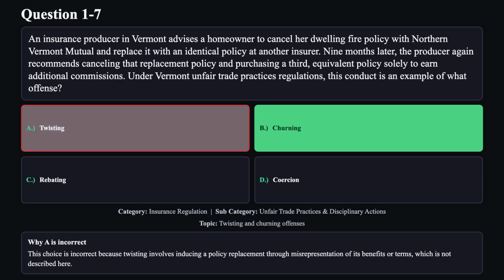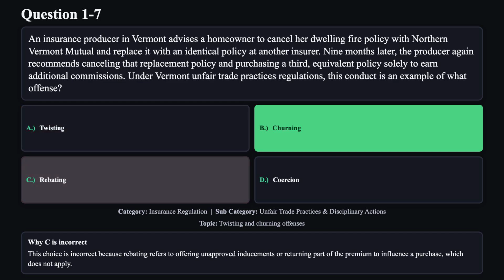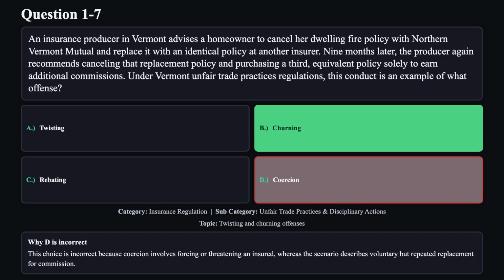Reason A is not correct. This choice is incorrect because twisting involves inducing a policy replacement through misrepresentation of its benefits or terms, which is not described here. Reason C is not correct. This choice is incorrect because rebating refers to offering unapproved inducements or returning part of the premium to influence a purchase, which does not apply. Reason D is not correct. This choice is incorrect because coercion involves forcing or threatening an insured, whereas the scenario describes voluntary but repeated replacement for commission.